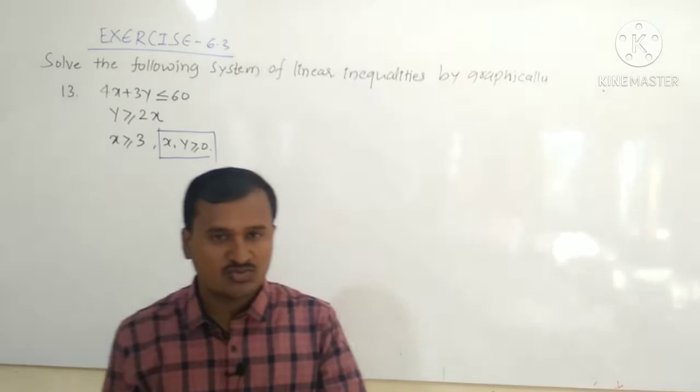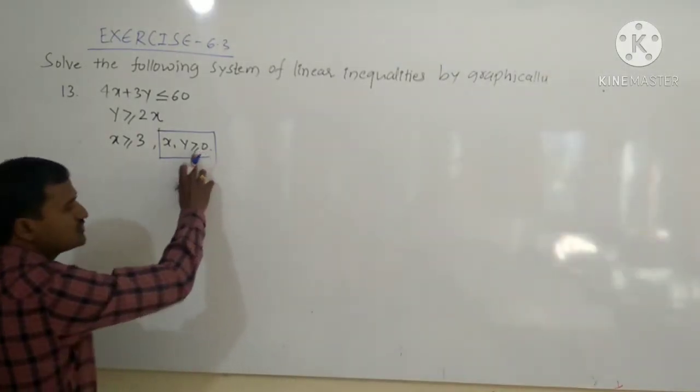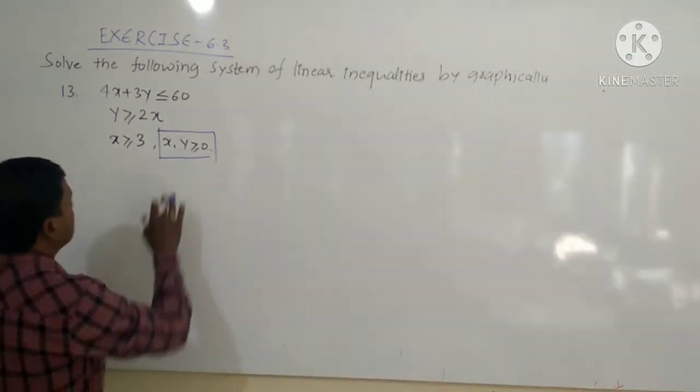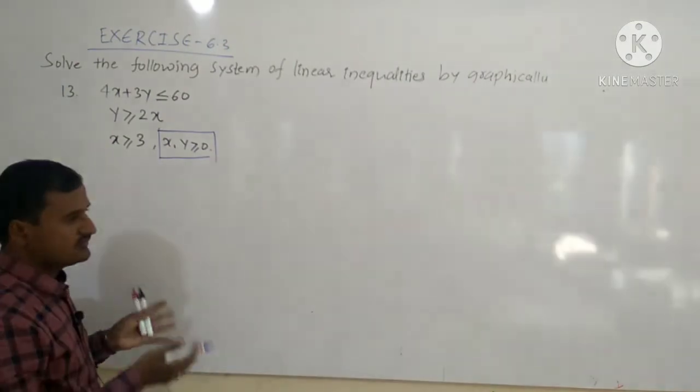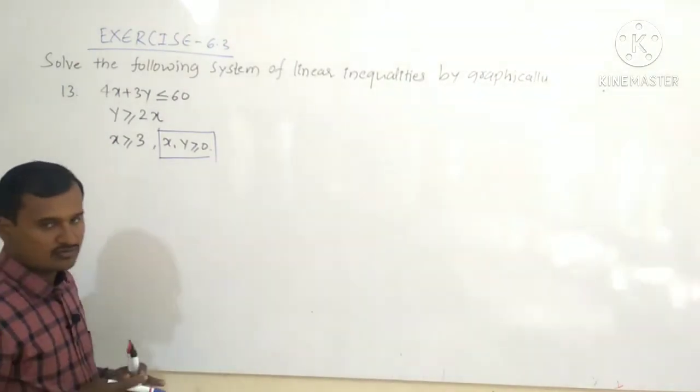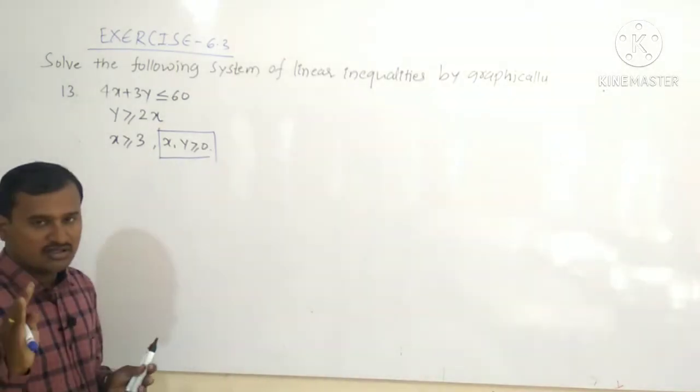Okay, so x is positive, y is also positive, so here we are getting the solution only in the first quadrant. Suppose they have not mentioned this, then the solution can come in the first, second, third, fourth, all. If this condition is there, then you have to shade only in the first quadrant.